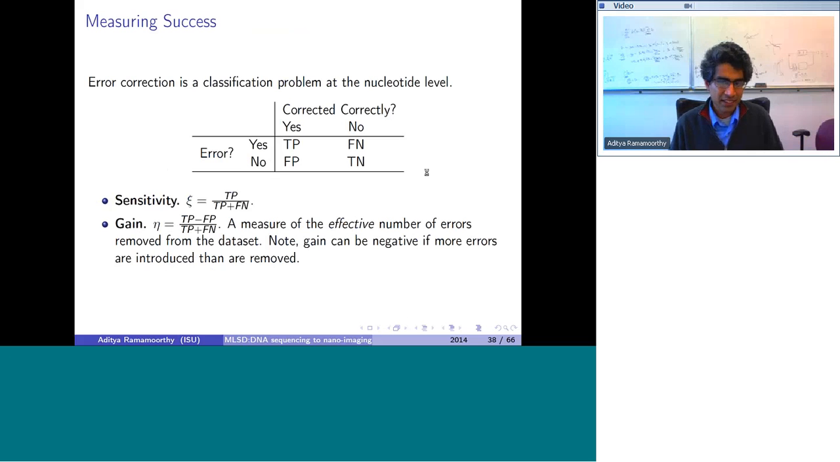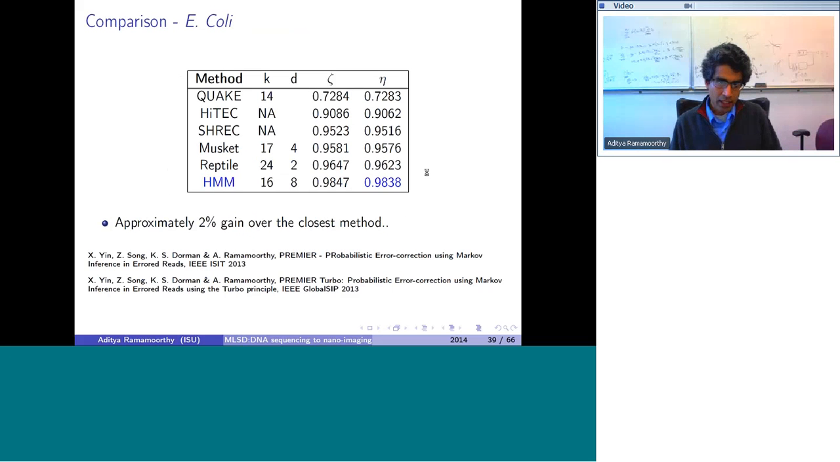And error correction, I guess I don't really need this slide here, but essentially we are going to be comparing them with what is the effective number of errors that are removed from the set. So here's a comparison with the 5 different methods that I talked about earlier. So eta is the overall gain. So our method is able to correct 98.38% of errors that exist in the database, whereas the closest competitor is Reptile here, which is about slightly over 2% smaller.